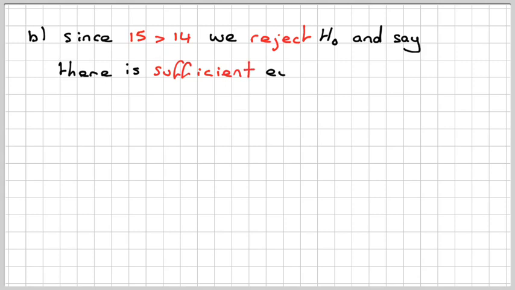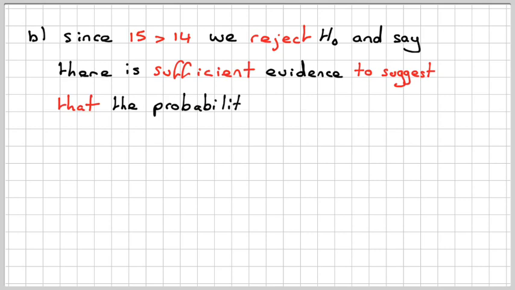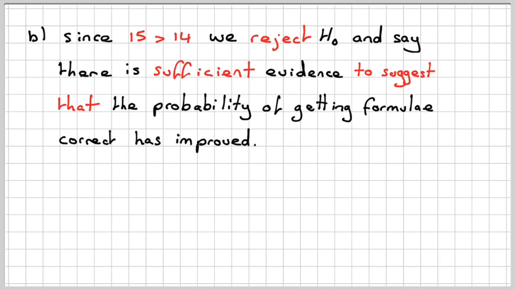that there is sufficient evidence to say that the probability of getting a formula correct has improved. Okay, so the number that they got was 15, the critical region was 14 or more, that's inside it, so we will reject H0. Say there's sufficient evidence to say the probability of getting a formula correct has improved. We'll go for the alternative hypothesis.